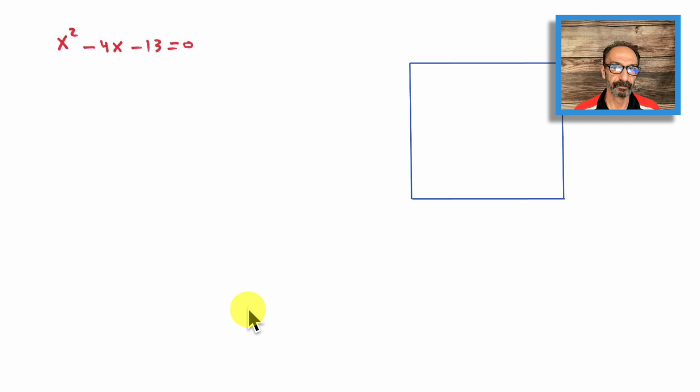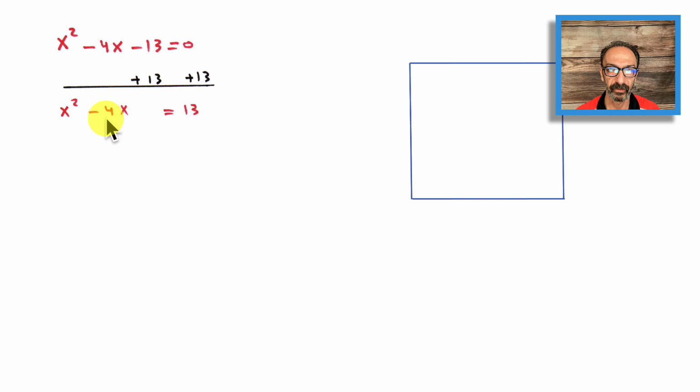Here's the first example. So if you have x squared minus 4x minus 13 equals 0, the way to do it, we're going to add 13 to both sides because the focus is on the first two terms. By adding 13 to both sides, that's going to cancel and it's going to show on the right side as a positive.